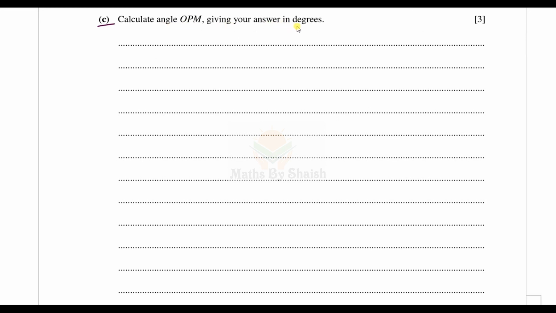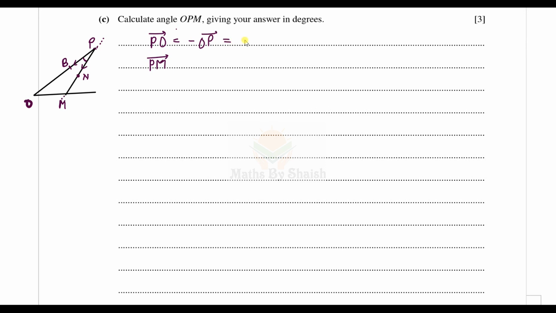So I'll draw the figure again. We need to find the angle OPM, means we need to find this angle. For this angle we are going to use the dot product, and for that we require these two vectors, PO vector and PM vector. So we'll find these two vectors first. PO vector is negative of OP vector, and OP vector we just got, it was 4i, 4j, 6k.